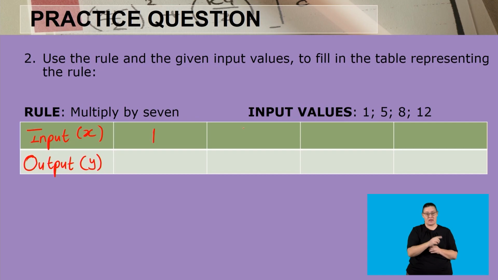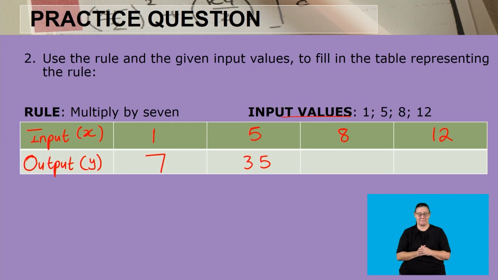So what input values have we been given? That is a 1, a 5, an 8, and a 12. So we are going to use these input values again to find the output value. But did you take note of the rule that we are going to use? Yes, we are going to multiply by 7. So each of these input values is going to be multiplied by 7 to get the corresponding output value. So what is 1 multiplied by 7? Yes, it is going to be a 7. What about 5 multiplied by 7? If you have 35 in mind, then you are absolutely correct.